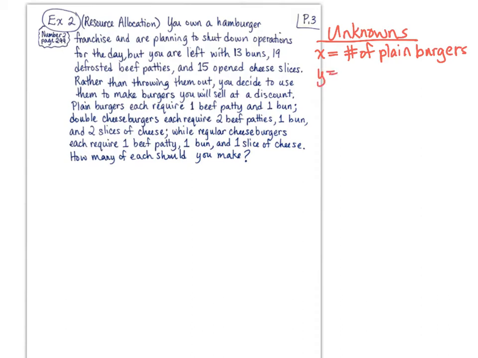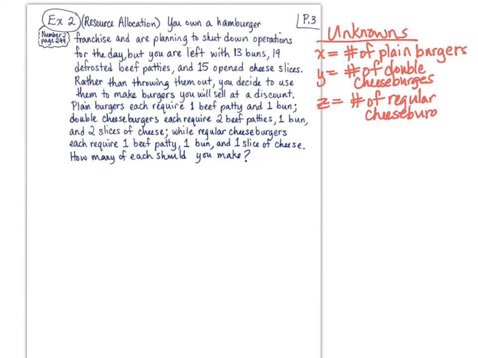Let Y be equal to the number of double cheeseburgers, and let Z be equal to the number of regular cheeseburgers. Now, it's okay if you don't use the same variables or if you have them in a different order. It's okay as long as you're consistent throughout the entire problem.